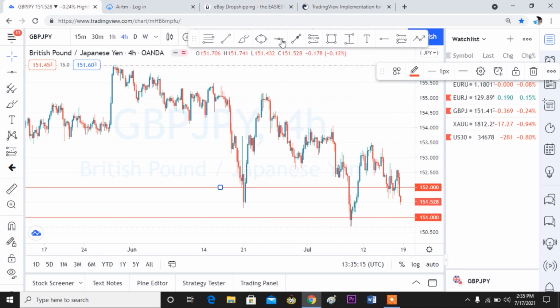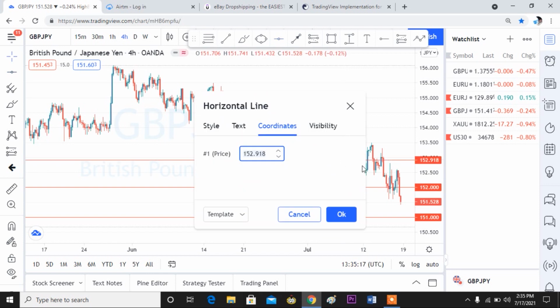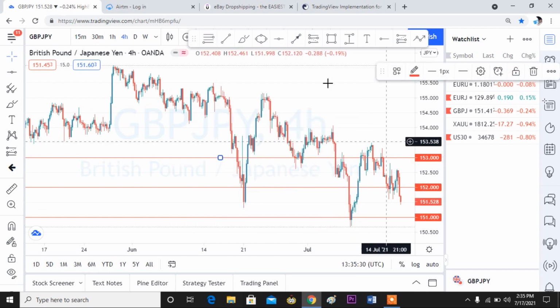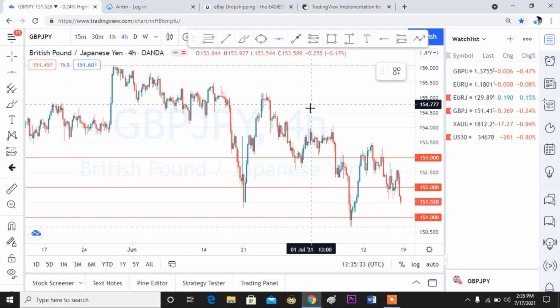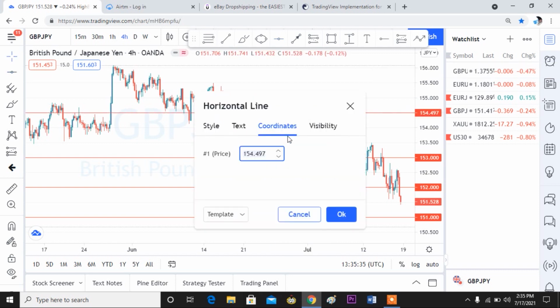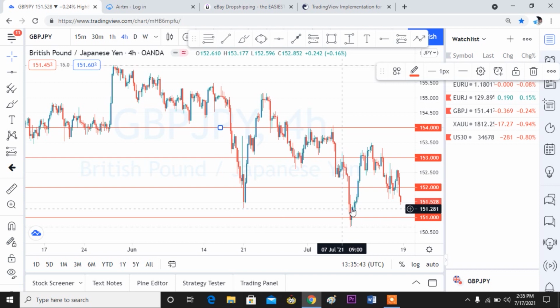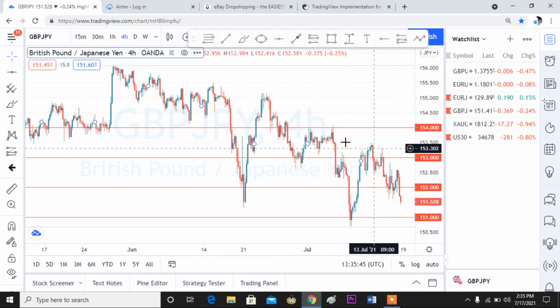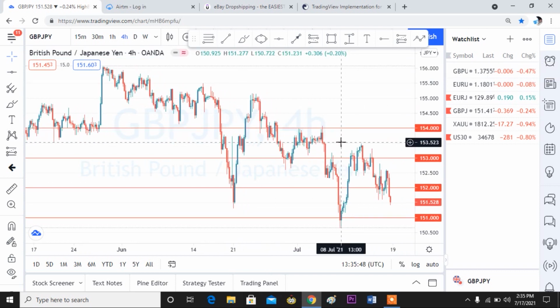So let's add more to it. The next one is going to be 153.000. Okay, so we have one here. Let's add one more psychological level. The next one is going to be 154.000, and you click on OK. So these are the psychological levels. These are just some of the psychological levels on the GBPJPY chart.